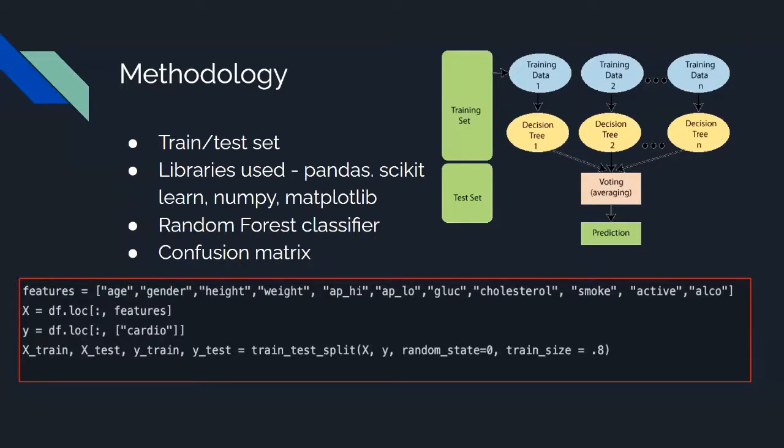And in our code here, we have the different features of the patients. We have their age, their gender, their height and weight, their systolic and diastolic blood pressure, their glucose intake, their cholesterol intake, whether they smoke or not, whether they are physically active or not, and their alcohol intake. We also did a confusion matrix, which will be shown in the next couple slides.